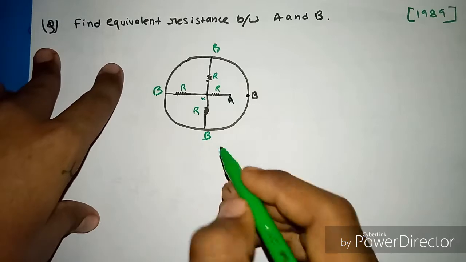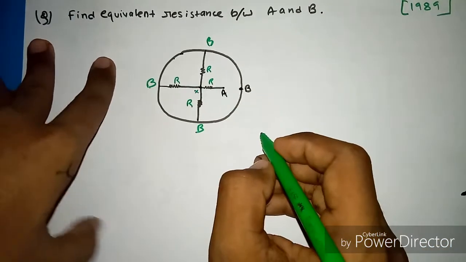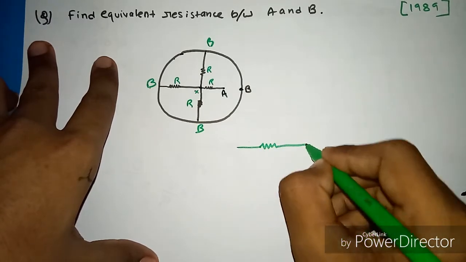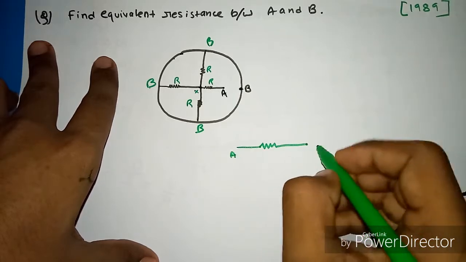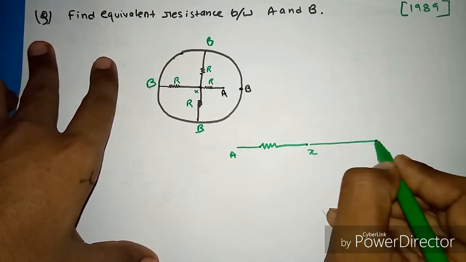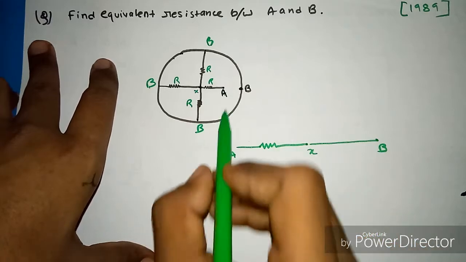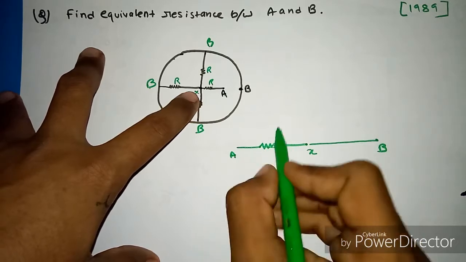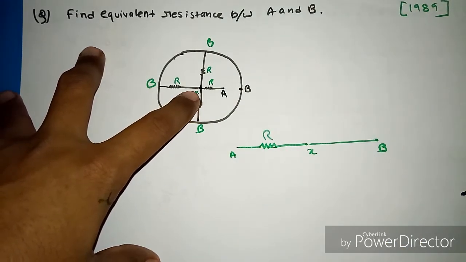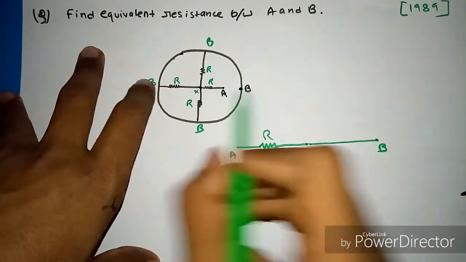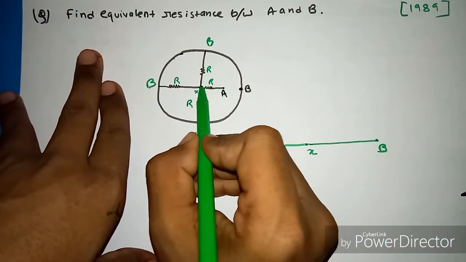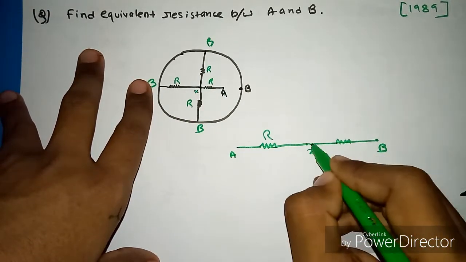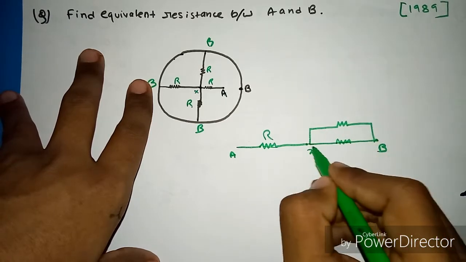Okay, so let us again simplify this. So for simplifying this, we will draw like this. This is point A, this is point X, and this is point B. So we can easily see that between the point A and X there is only one resistor with resistance R. And in between the point X and B, there are three resistances, X and B1, X and B2, X and B3. So all are connected in parallel.